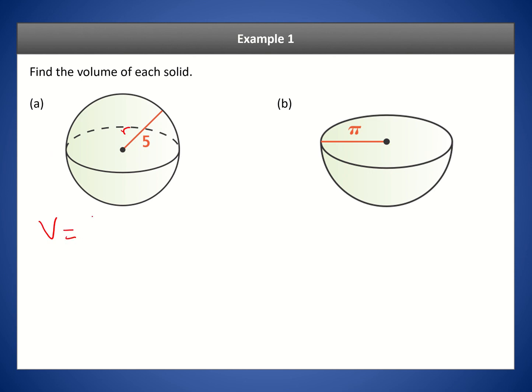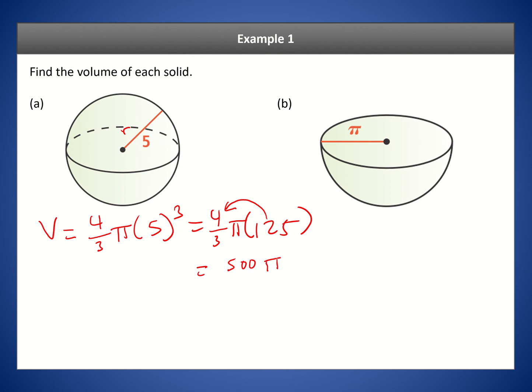We know the volume for the sphere is 4/3 pi r to the third, so 5 to the third. We have 4/3 pi times 5 to the third, and 5 to the third is 125. In order to multiply, you multiply 125 times 4. So 125 times 4 is 500, so you get 500 pi over 3. And there's my volume for my sphere.